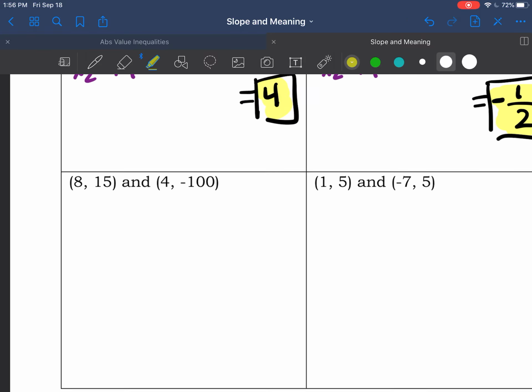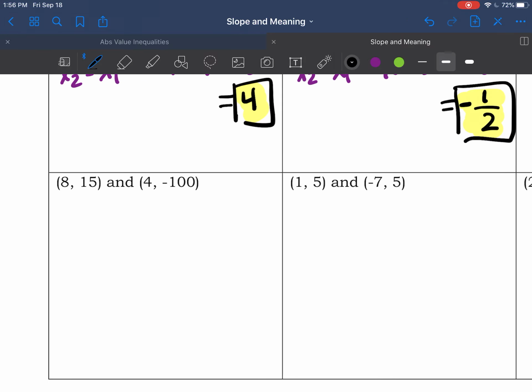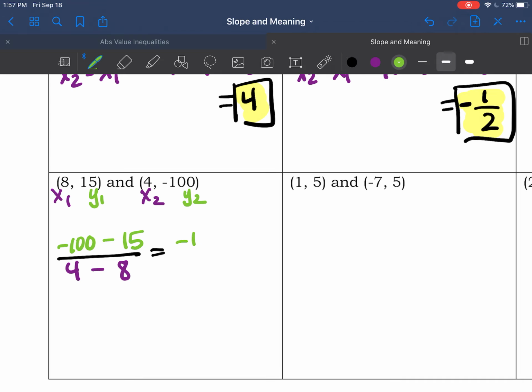All right. On the STAR test, they like to put some ugly numbers in here, so I wanted to put some ugly numbers in here. So label my y's, label the x's. Negative 100, y2 minus y1 over x2 minus x1. Negative 100, and then we spend 15 more. We're now at negative 115. Have $4 and we spend 8. We're now in debt 4.